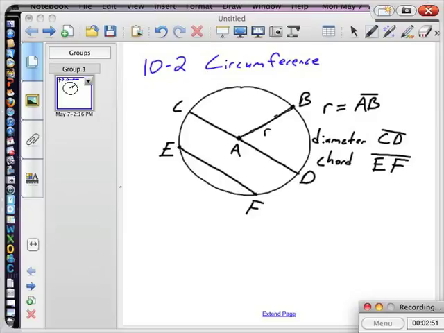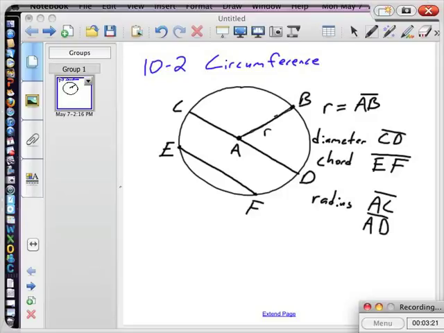AD could also be a radius. So we have a bunch of different radii here. A radius would be the same from the center of the circle to all points on the circle. So you could call the radius, in this case, AC or CA. You could call it AB, which I've written above. You could call it AD or DA. Any of those would be the radius, and they're always going to be the same distance.